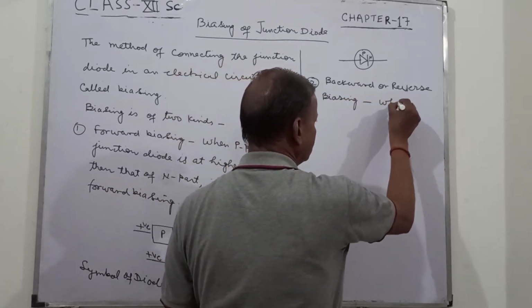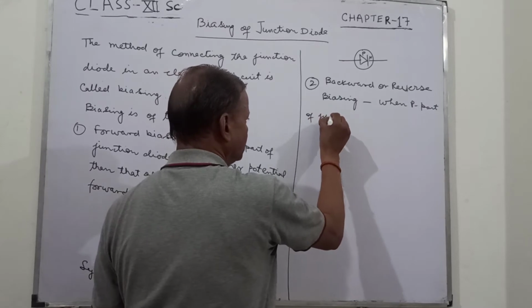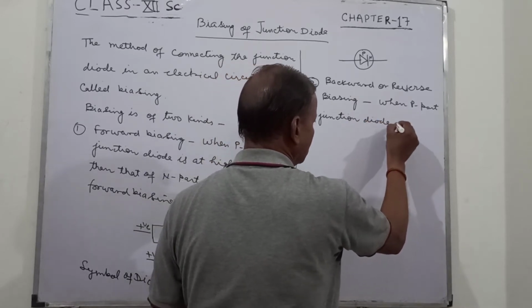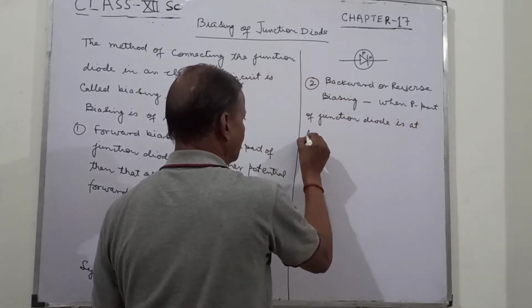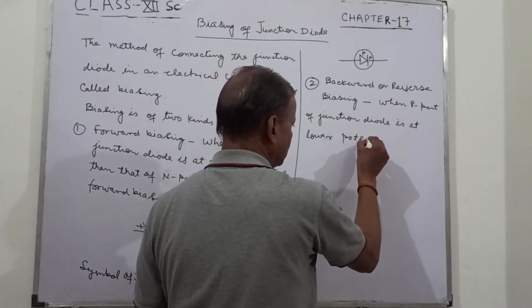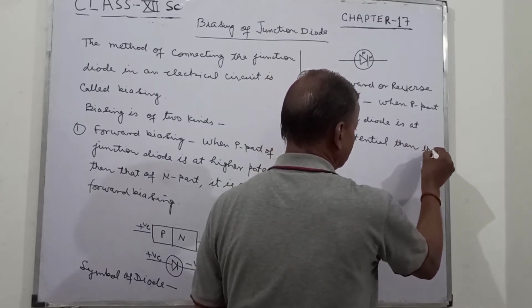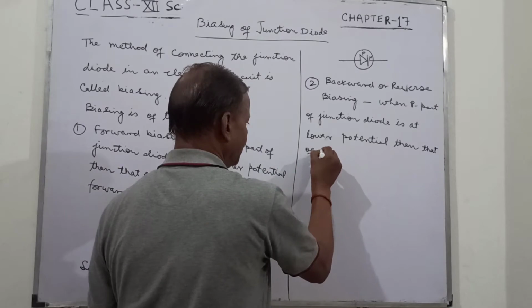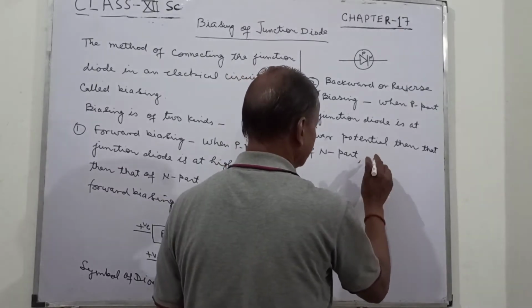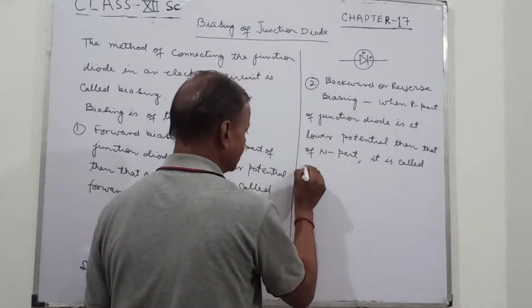When the P part of the junction diode is at a lower potential than the N part, it is called backward biasing.